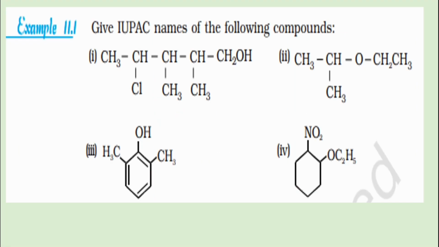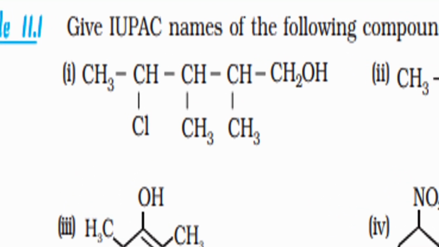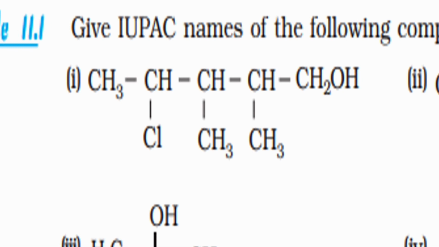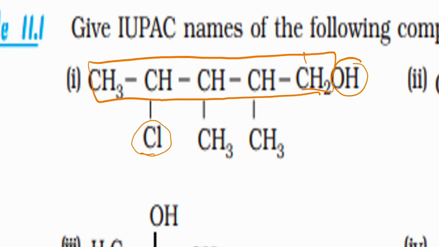This is the solved example from your NCERT book. Give IUPAC names of the following compounds. You have to see it carefully. Simple rules. OH is the main functional group. This is the secondary functional group. Halogens, nitro, alkoxy, they do not come in the main functional group, so they are always secondary. Now the carbon having this OH is number 1. So 1, 2, 3, 4, 5 carbons I can see. It becomes pentan-1-ol. On the second carbon, on the third carbon you have CH3. On the fourth carbon you have Cl.